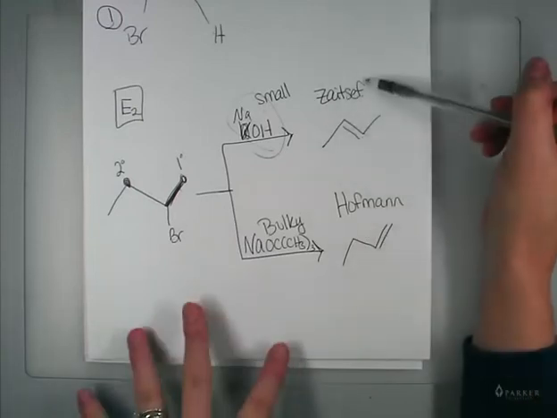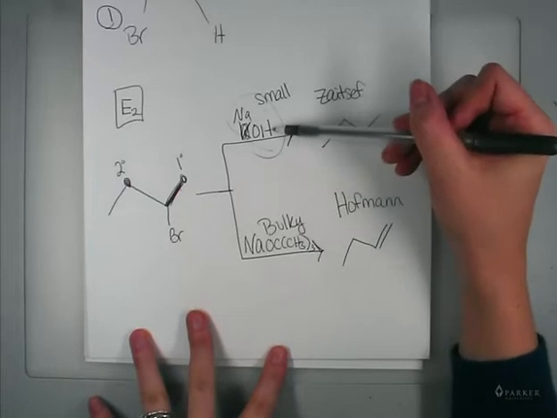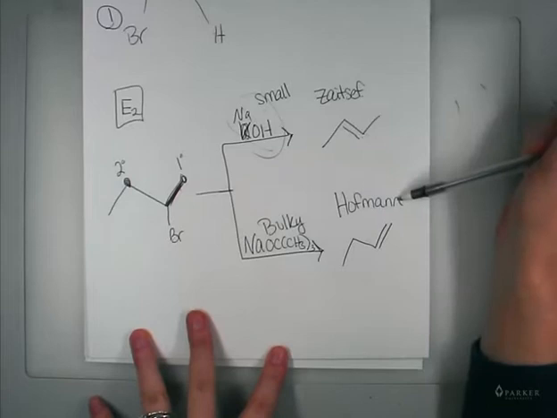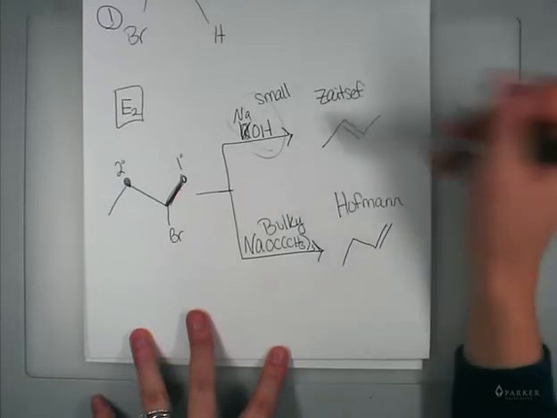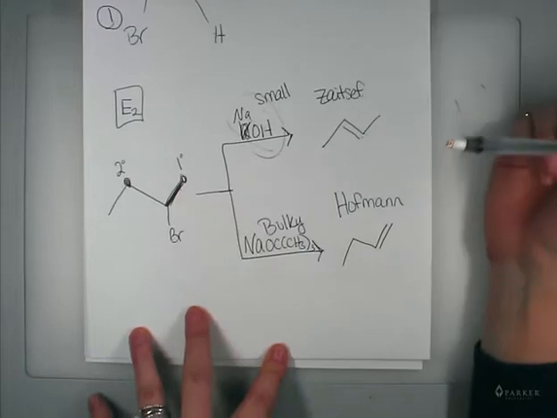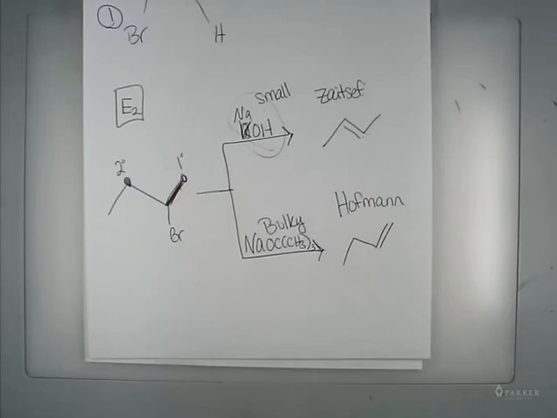So how do I know I form a Zaitsev? What do I look for? Small base. And then how do I know I form the Hofmann? The bulky base. Zaitsev is the usual product, which will be the more stable one, the one with the most branches. The Hofmann's the least stable. So usually the double bond will go to the end.